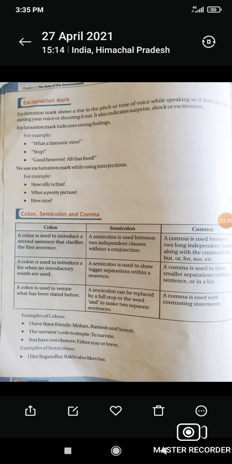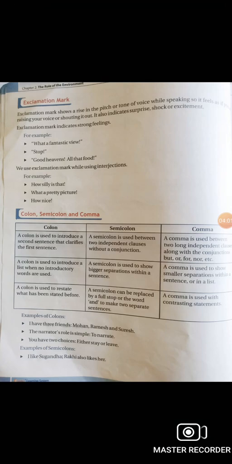Now next are colon, semicolon and comma. So where do we use colons? We use a colon to introduce a second sentence. If we have two sentences, to introduce the second sentence we use a colon. That clarifies the first sentence, meaning the second sentence gives a meaning to the first sentence.